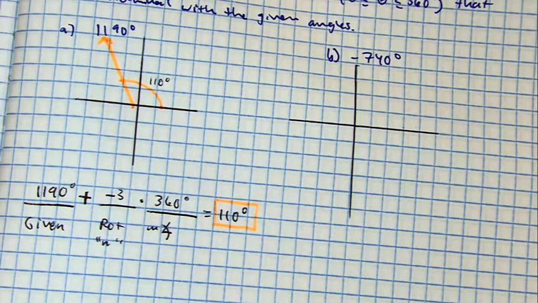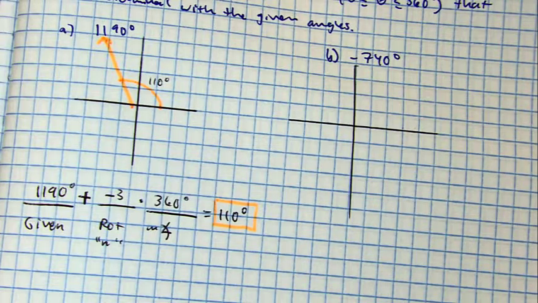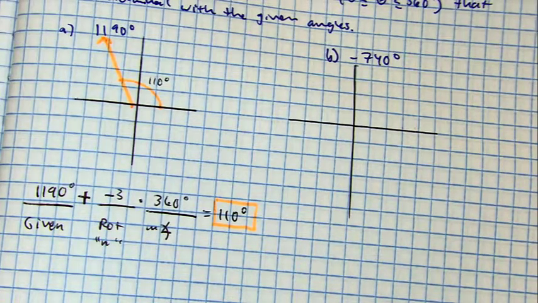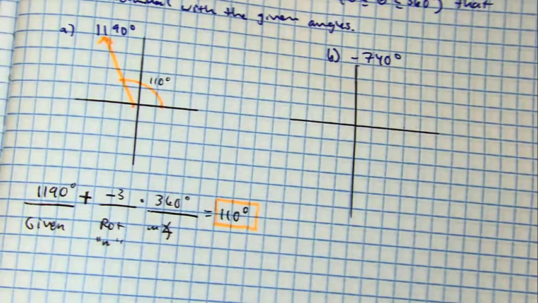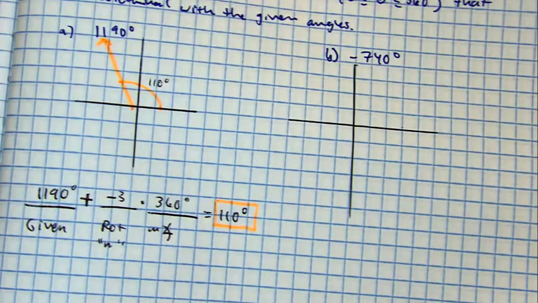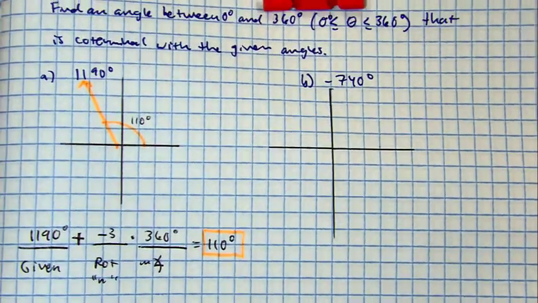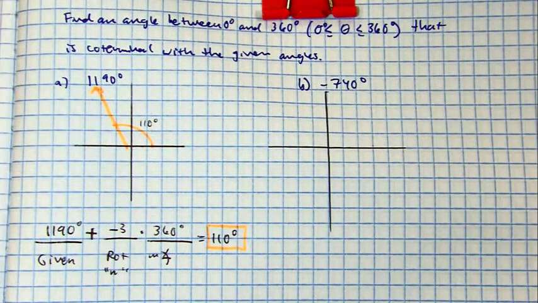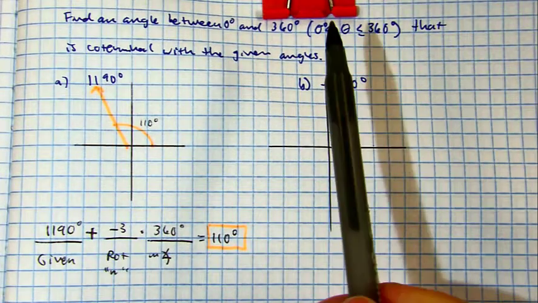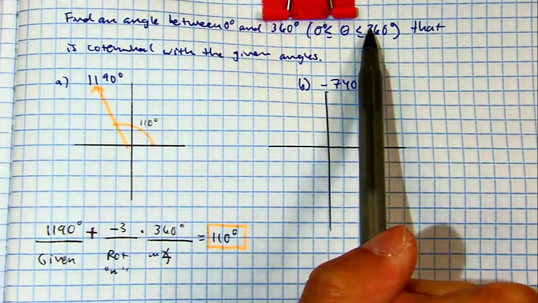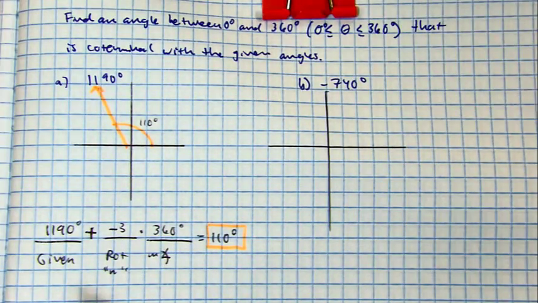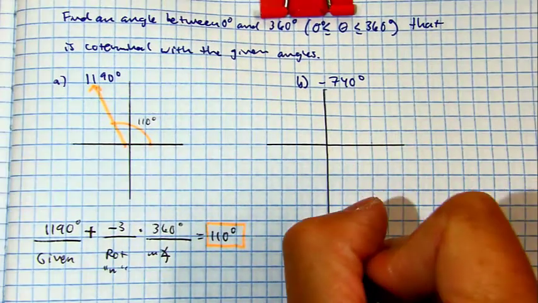Sarah, were you here yesterday? Sarah A? Melissa, what'd you get for B? Negative what? Negative 20. Question. Is that between 0 and 360? So you're going to have to do it one more time. Does that make sense? So negative 740.